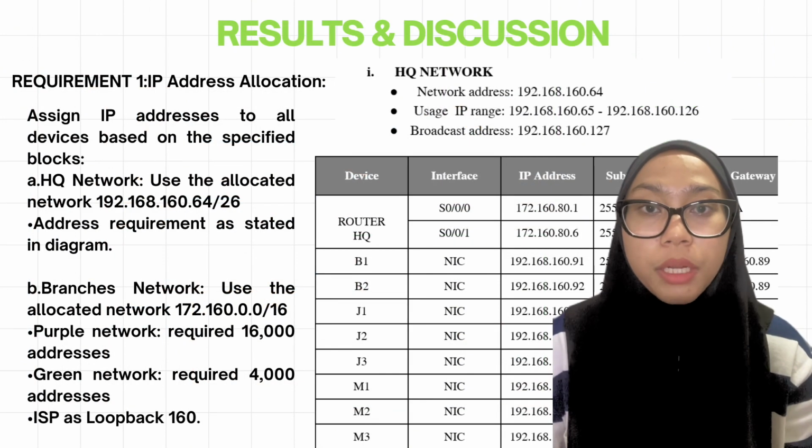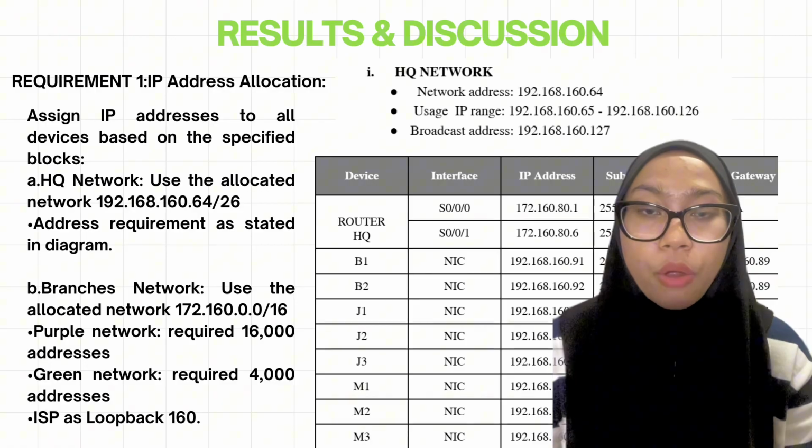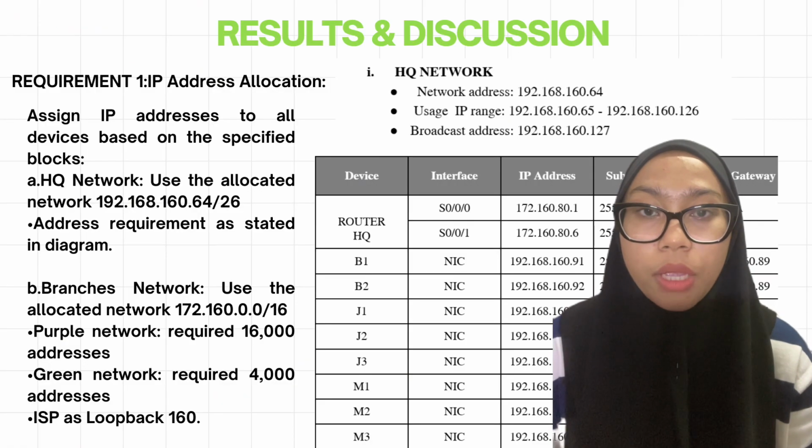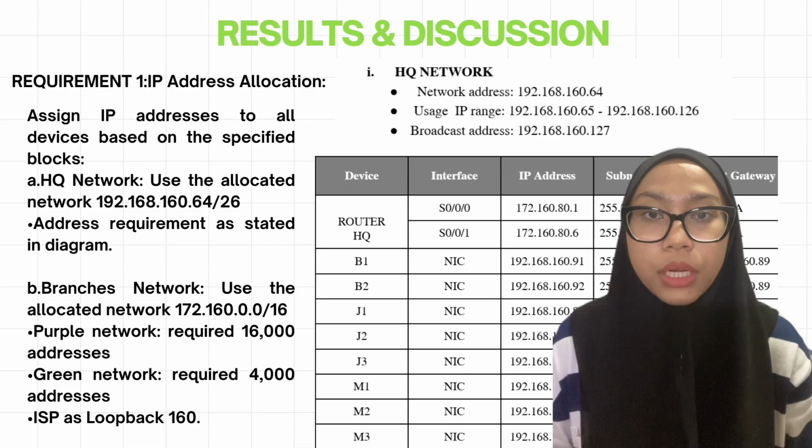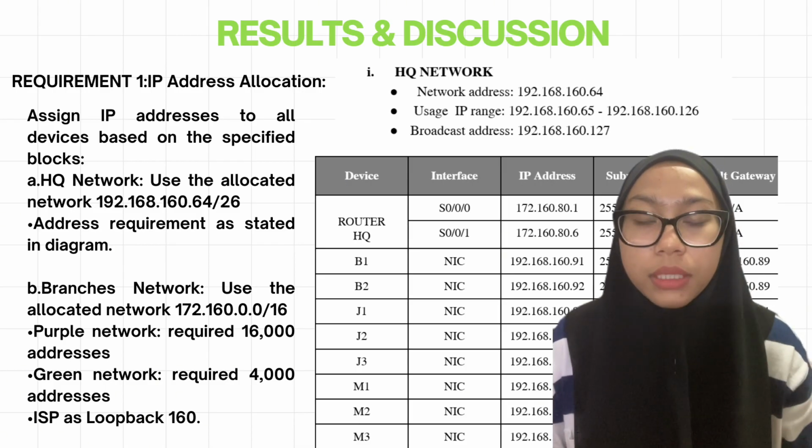So next, I will explain the IP address allocation strategy for our network. In this step, it is crucial to ensure efficient communication and network organization between our HQ and branch networks. So our network consists of two main segments, which are the HQ network and the branch network. Each of these segments has been assigned a specific IP range to accommodate the required number of devices. For the HQ network, we use the 192.168.160.64/26 subnet. It provides 62 usable IP addresses and is sufficient for our HQ devices.